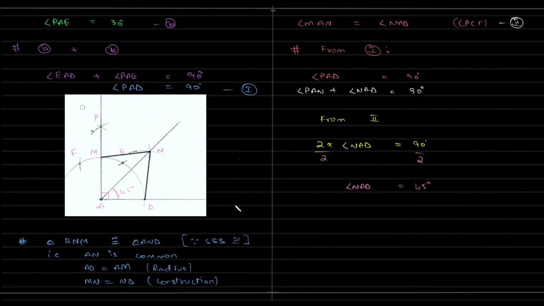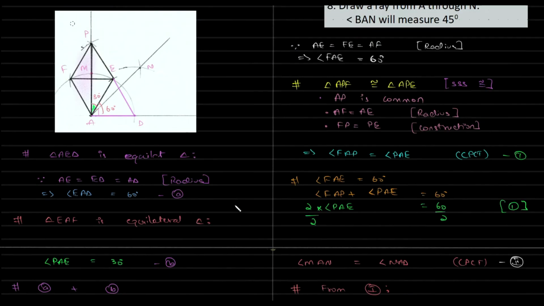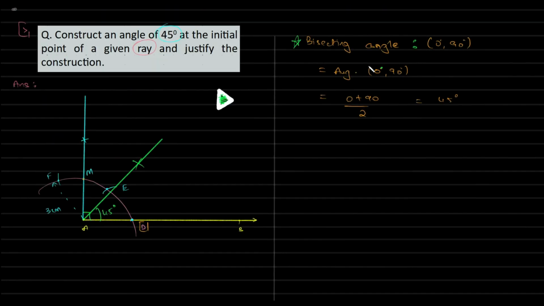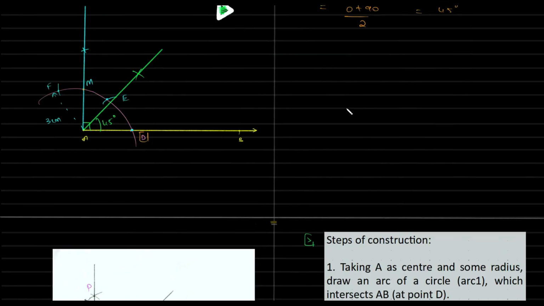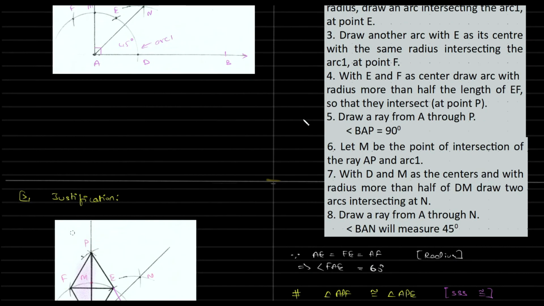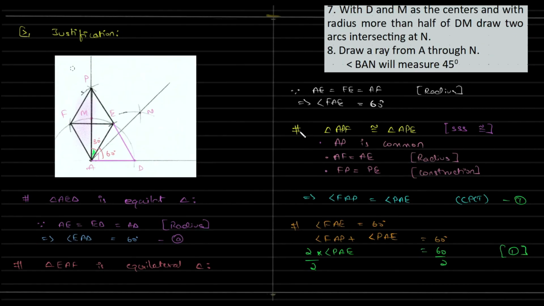Okay, and that's your writing, that's your justification. So this is very important: bisecting of angles, the idea, steps of construction, and your justification.